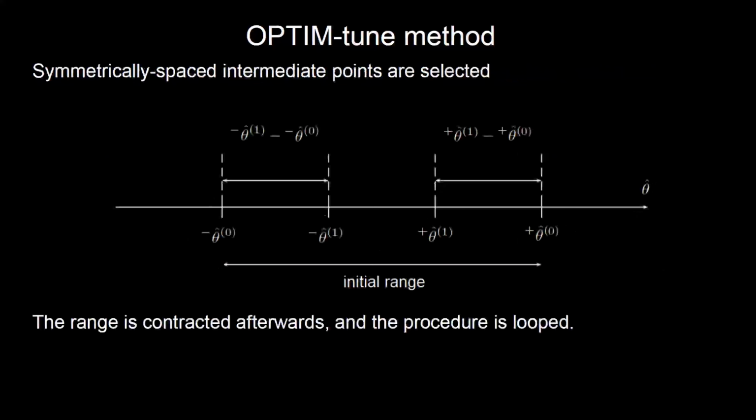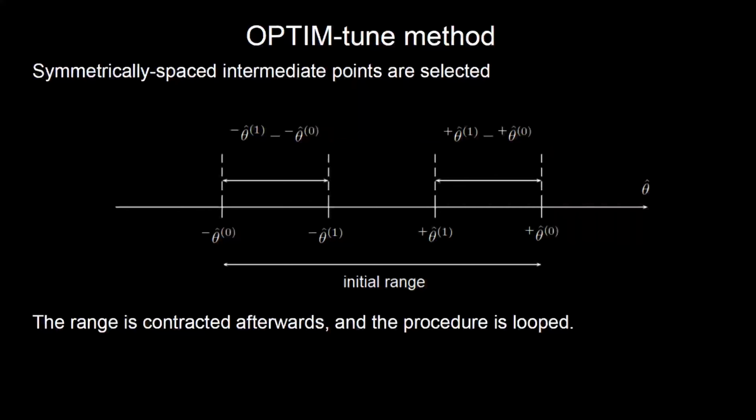For an initial range stipulated by the user, or for the range taken from the previous iteration, two symmetrically spaced intermediate points are taken to evaluate the cost function. Here, the evaluation of the cost function is related to a single stage of the experiment for a given set of gains, and the cost function itself is the performance measure.